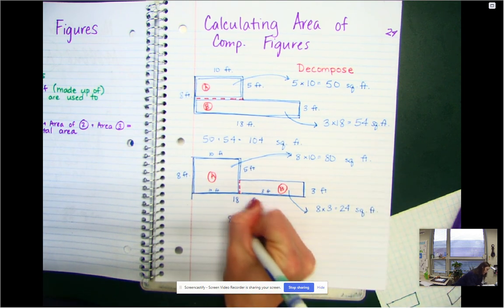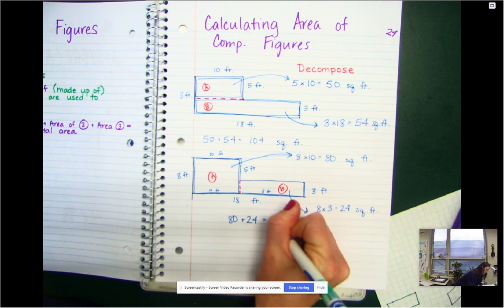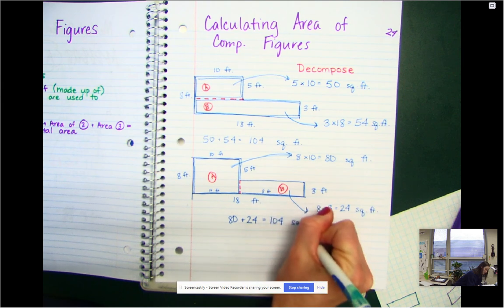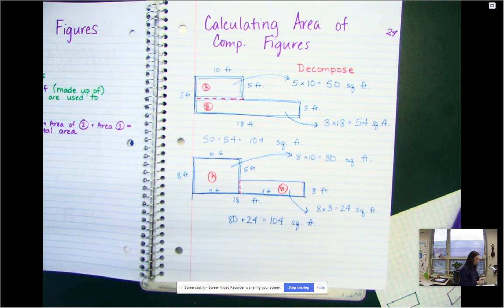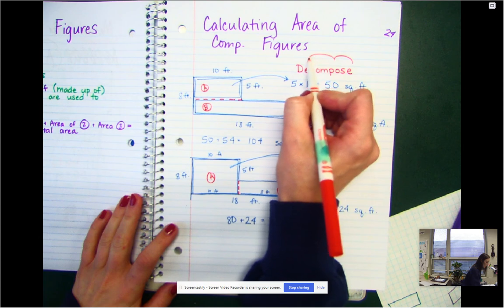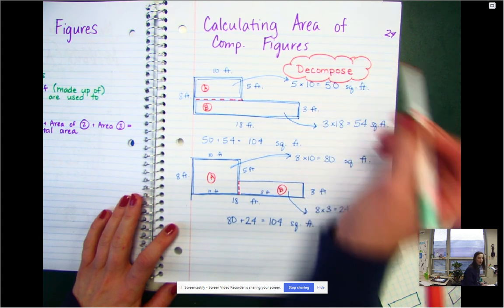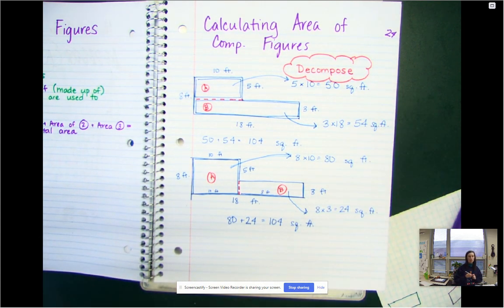I add those together, 80 plus 24. What do you know? I get 104 square feet again. So the main thing that you need to remember is that whenever you have a composite figure, you solve that by decomposing, breaking it into smaller shapes and finding the area of those.